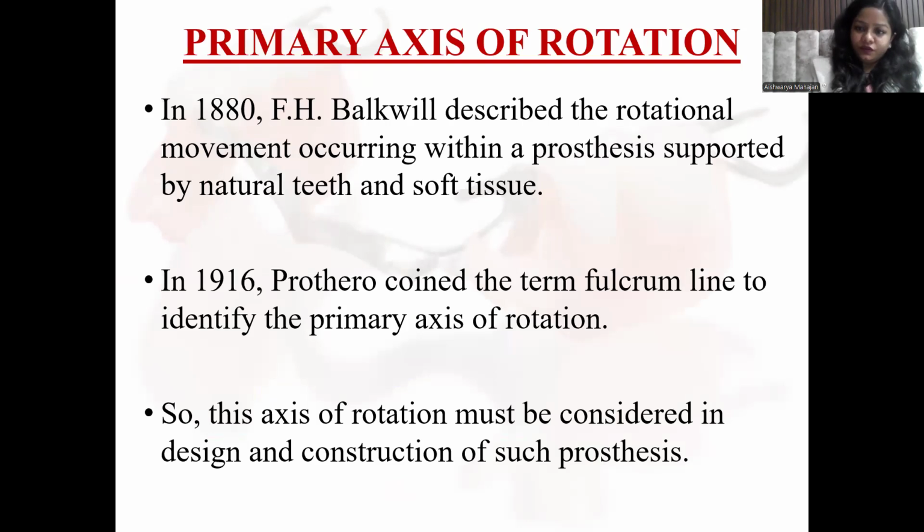Now, the primary axis of rotation was explained in 1880 by Becquerel. He described the rotational movement occurring within the prosthesis, supported by the natural teeth and soft tissue. In 1916, Prothero coined the term fulcrum line to identify the primary axis of rotation. So, this axis of rotation must be considered in the design and construction of the prosthesis.